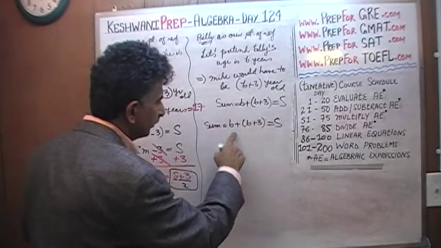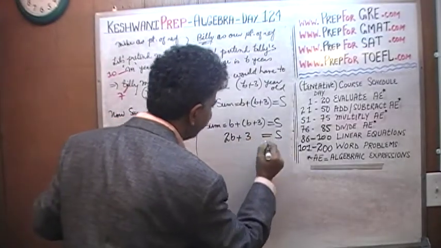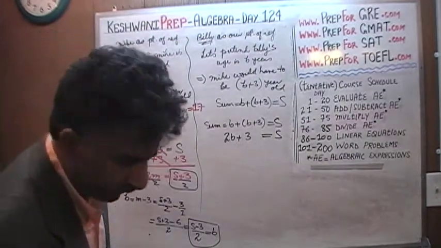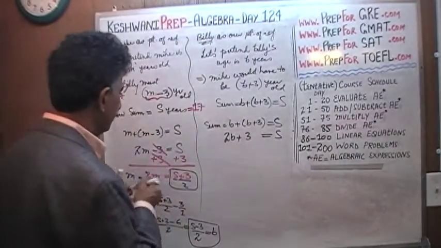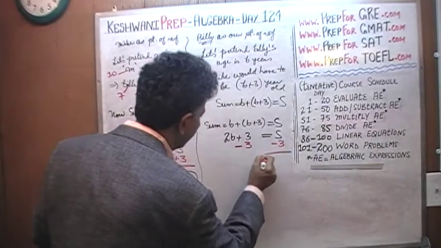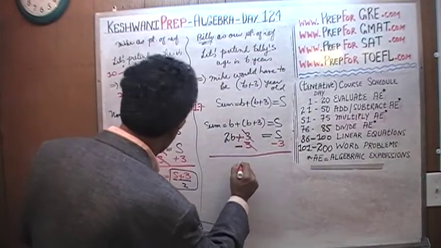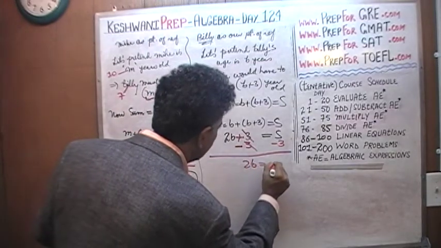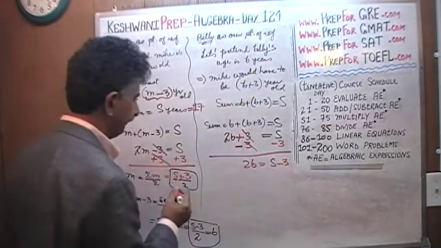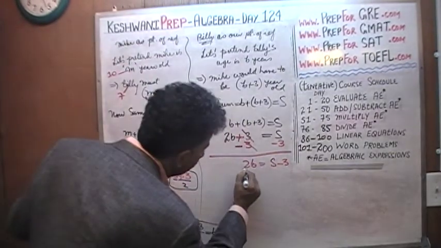Let's combine the two B's together, so we get 2B plus 3 equals S. How do I get rid of the 3? Well, just like we did here, except here we have to subtract it. Minus 3, minus 3. This is a plus 3, this is a minus 3, they cancel out. We end up with 2B equals S minus 3. How do we get rid of this 2? Well, divide both sides by 2.